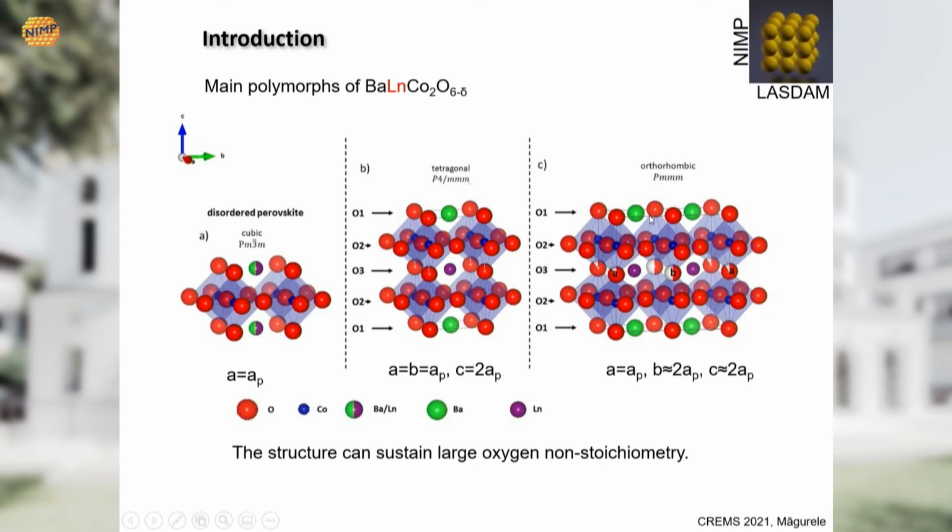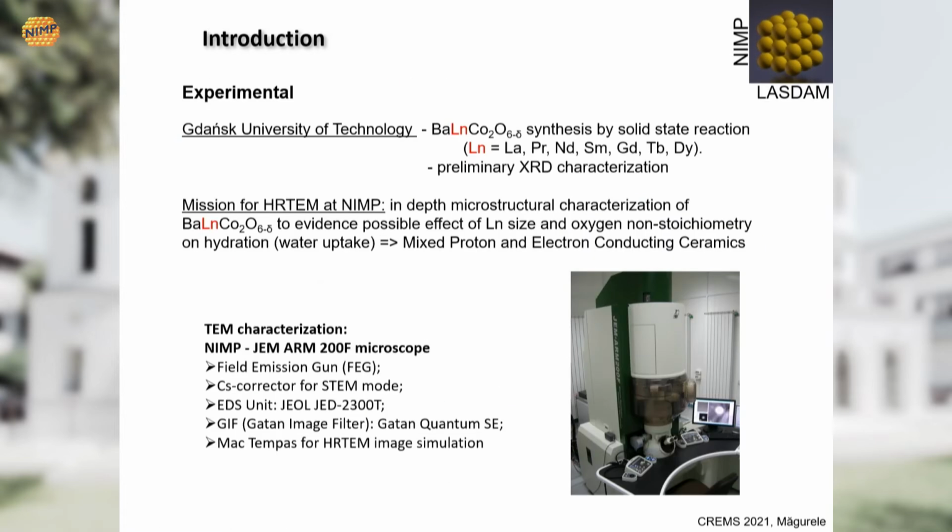There is a third structure, the orthorhombic, in which we have an additional ordering. So we keep the same ordering along the C-axis, but also in the AB plane we may have some ordering of vacancies on the oxygen positions, as it is known that this structure can sustain a large oxygen non-stoichiometry.